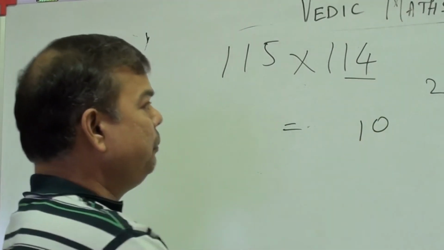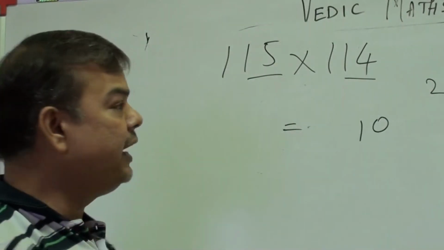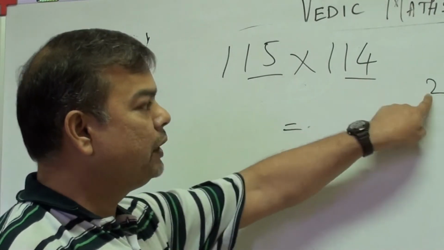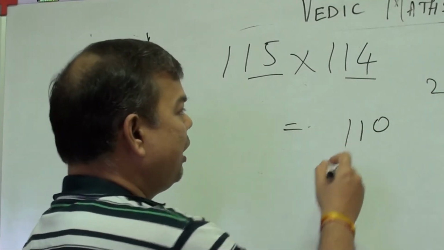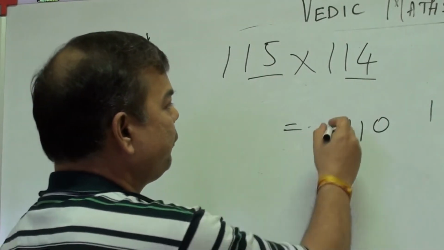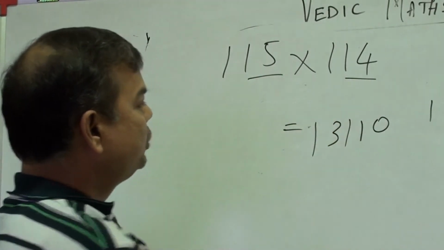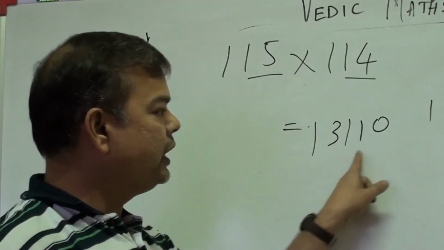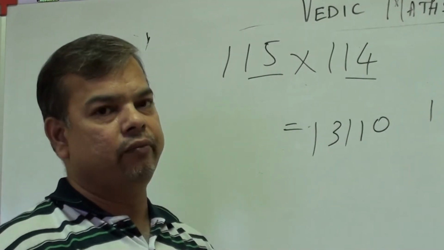Now my multiplication job is over. I am going to simply add it. 5 plus 4, that is 9, plus 2, that is 11. Now carried over 1. Now 1 plus 1, 2, plus 1, 3, and this 1 as it is. So the answer of 115 with 114 is 13110.